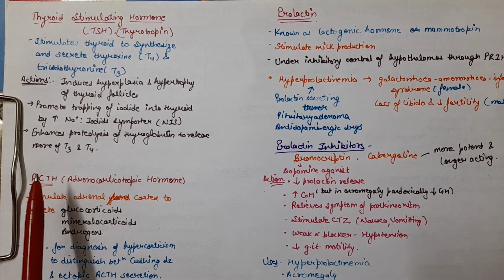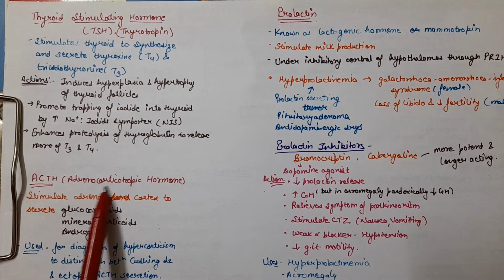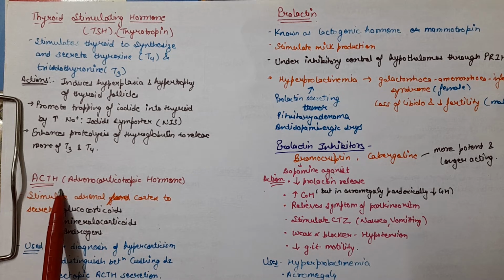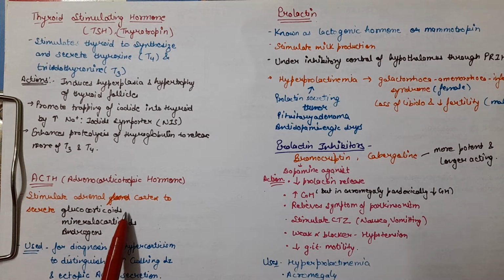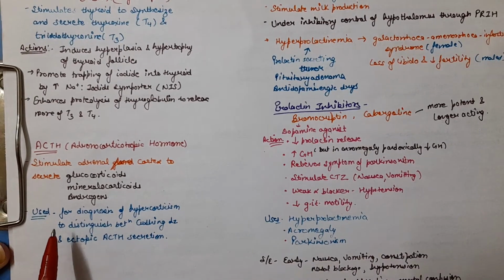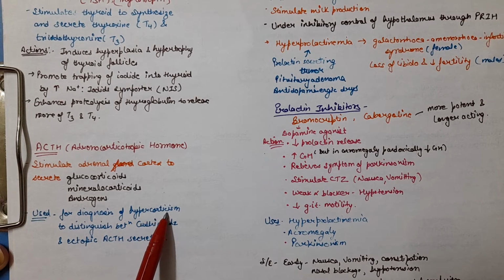The next hormone secreted from the anterior pituitary is adrenocorticotropic hormone, that is ACTH. ACTH stimulates the adrenal cortex to secrete glucocorticoids, mineralocorticoids and androgens. ACTH is also used for the diagnosis of hypercorticism, to distinguish between Cushing disease and ectopic ACTH secretion.